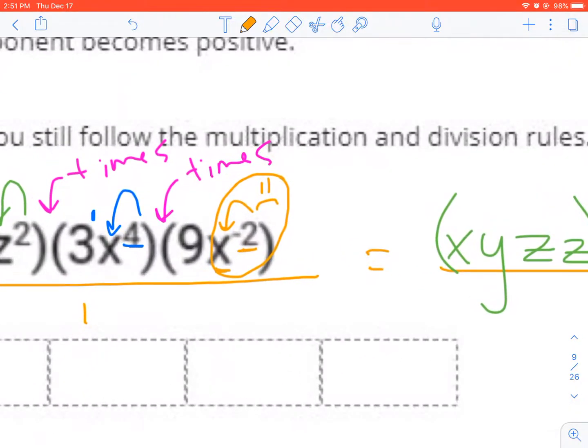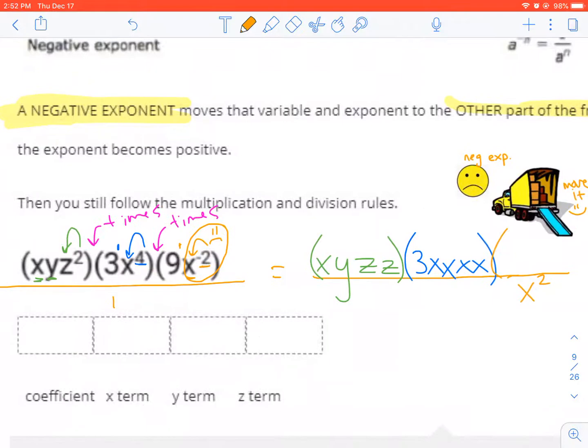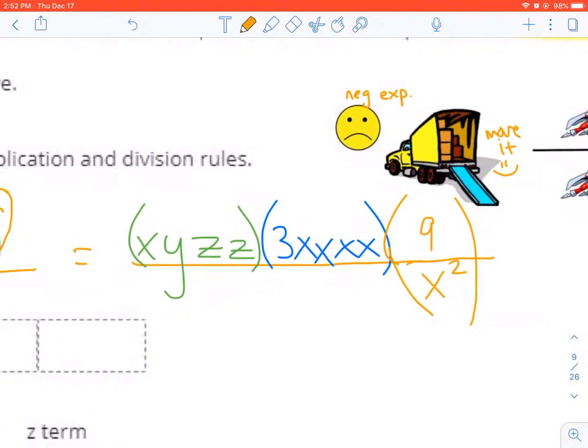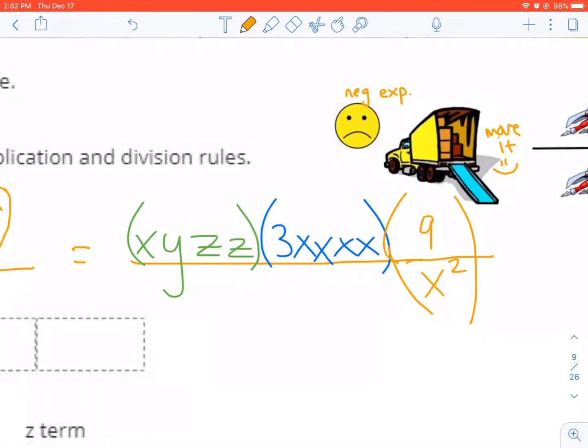That 9 has an invisible power of 1. And 1 is a positive. So the 9 was happy on the top. So we're actually going to keep the 9 on the top. And so this is what it looks like when you expand. Oh, I didn't expand. Let me fix this one right here. X squared was on the bottom, and so I'm just going to write it out. The power of 2 means that there's 2 of them.